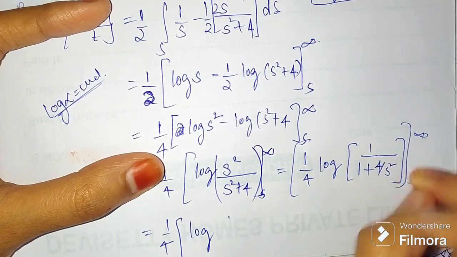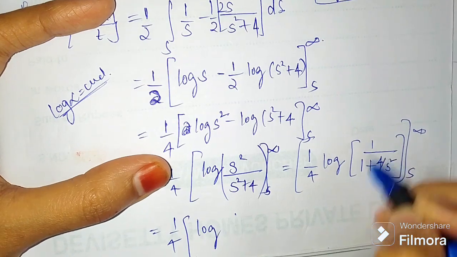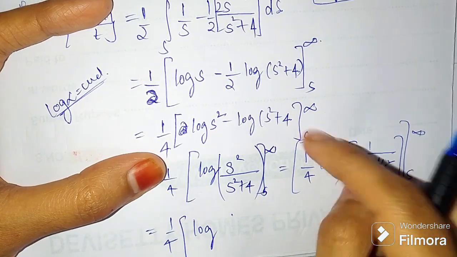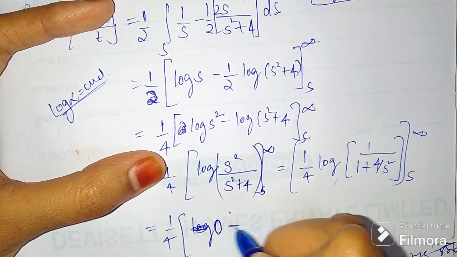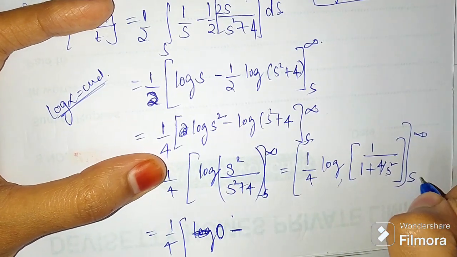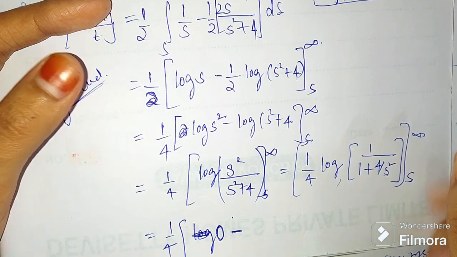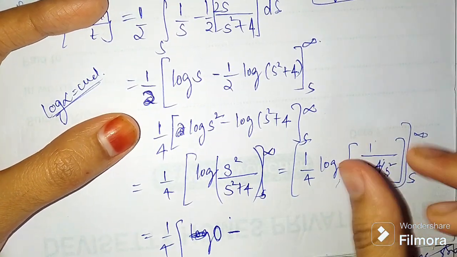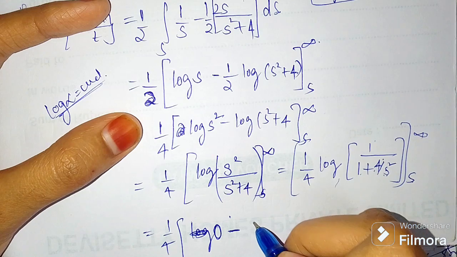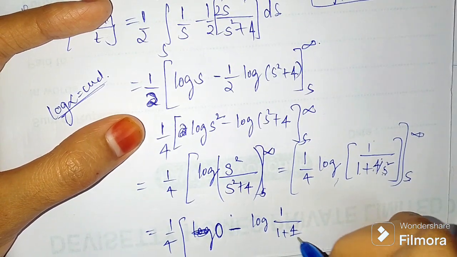First we'll put infinity. So what is infinity? 4 by infinity is 0. So I'll get log 1. Log 1 is 0. So first my answer will be 0. Then lower limit. I should put s in which place? In s place only. Okay. So 1 by 1 plus, which is nothing but same. So write the same. 1 by 1 plus 4 by s square.